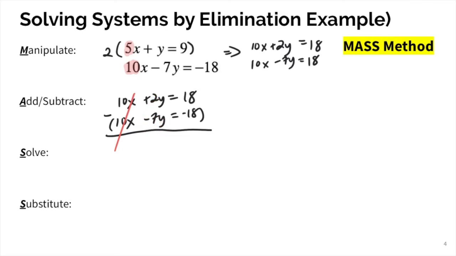So when we do that, we get 9y equals 18 minus negative 18. Once again, same kind of thing. Whenever you subtract a negative, it's like you're adding instead. So we have 18 plus 18, which is 36.